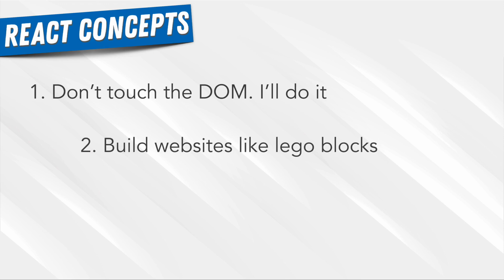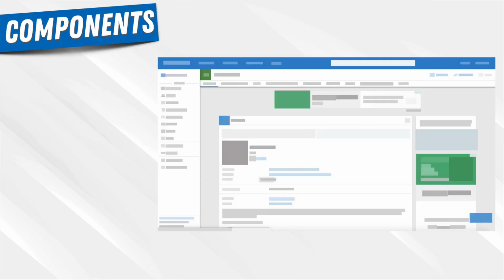Next, the big game changer was this idea of building websites like Lego blocks. React is designed around the concept of reusable components. Just like you see in this app, each square or rectangle has a different color. Well, these are all components. Each of these individual pieces creates this whole app.